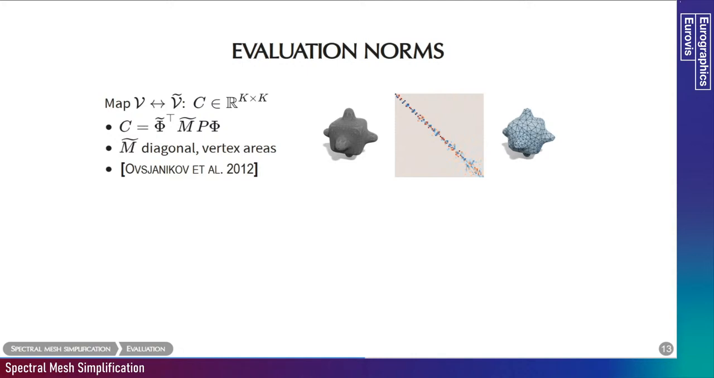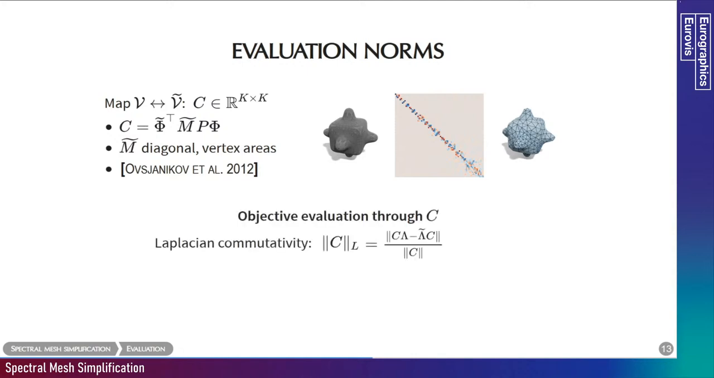We introduce two norms on these maps for an objective evaluation. First, the Laplacian commutativity, which puts more formally the idea that the spectrum, that is, the eigenvalues, should not change between fine and coarse meshes. And second, the orthonormality, following the idea that the ideal functional map is the identity. We prove that having both norms equal to zero implies a perfect preservation of the spectrum.